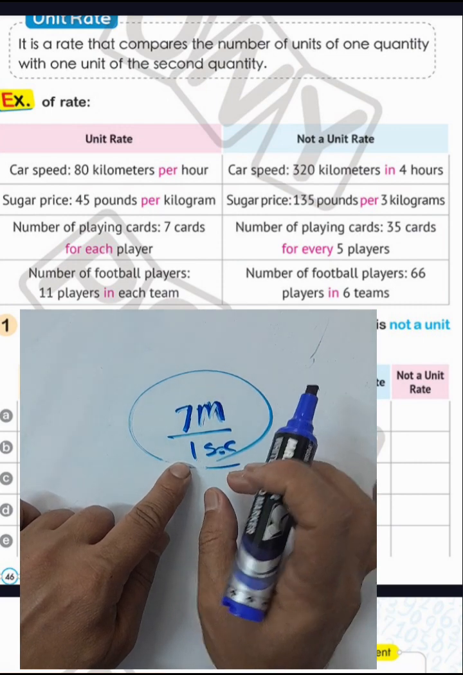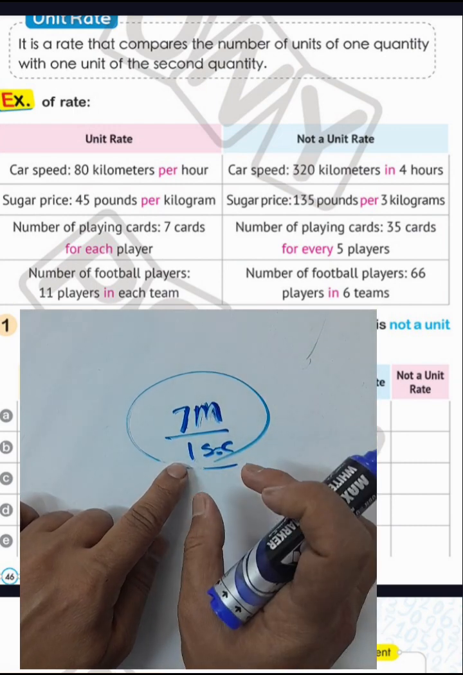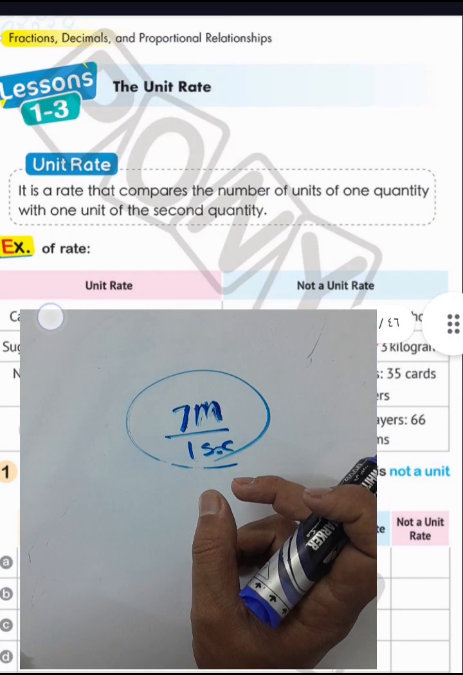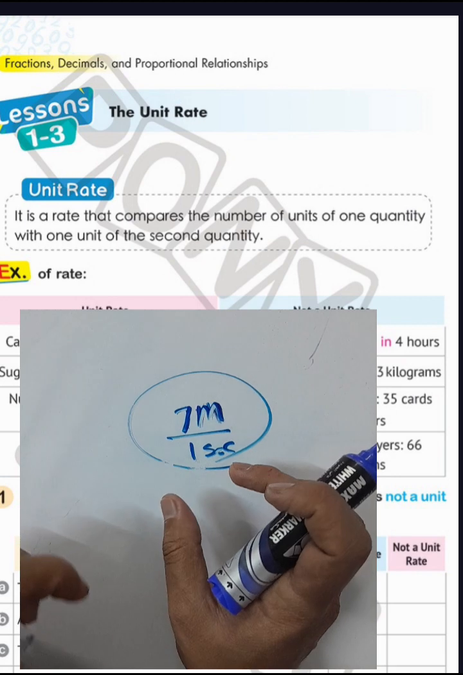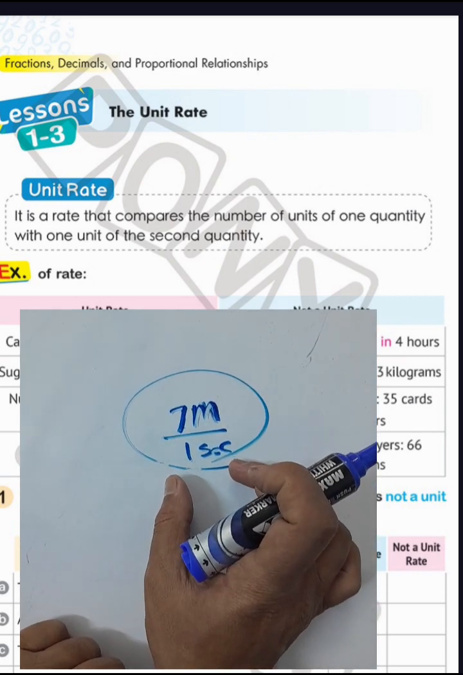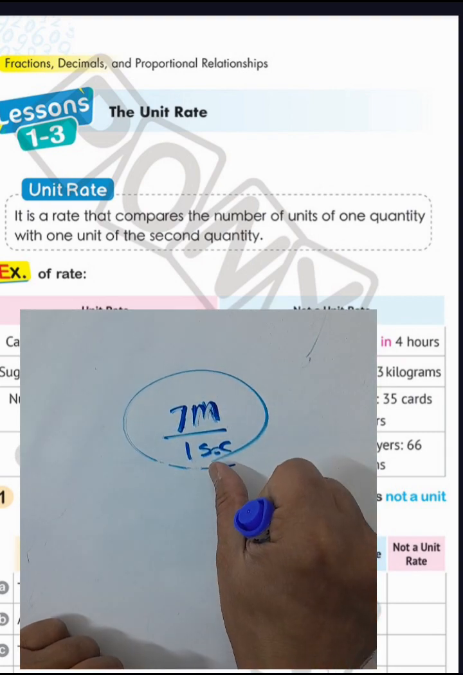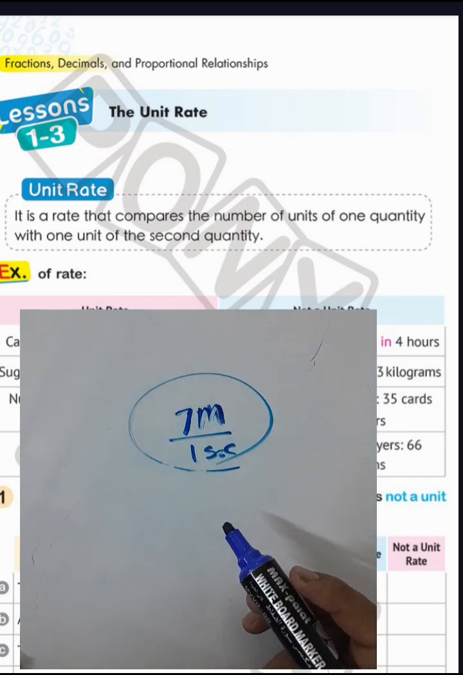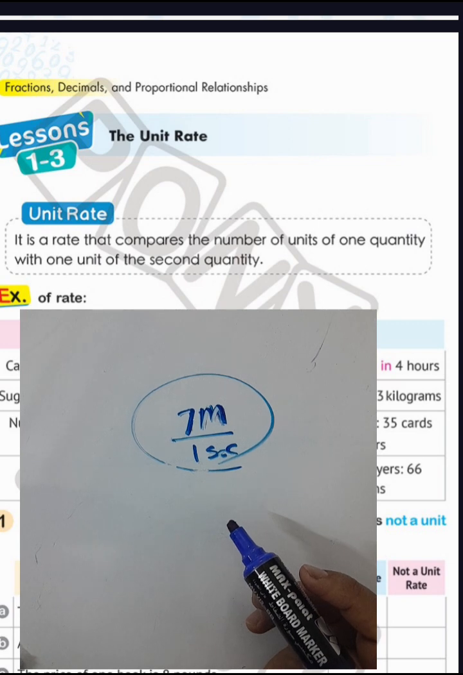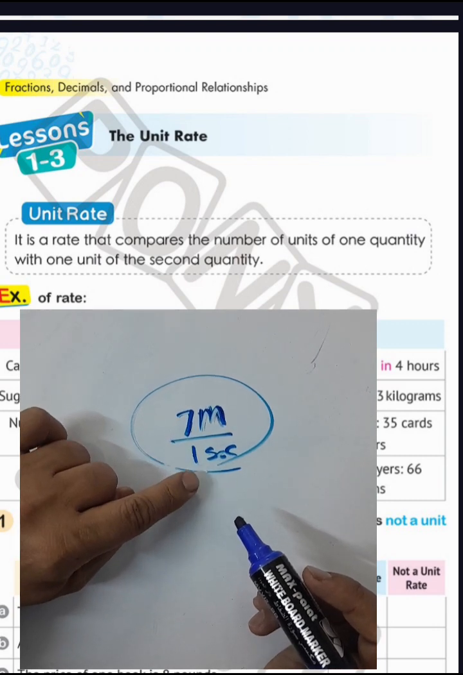Okay, a unit rate is a rate that compares the number of units of one quantity with one unit of the second quantity. Look at this definition: a unit rate is a rate that compares the number of units of one quantity with one unit of the second quantity. You must know this definition.